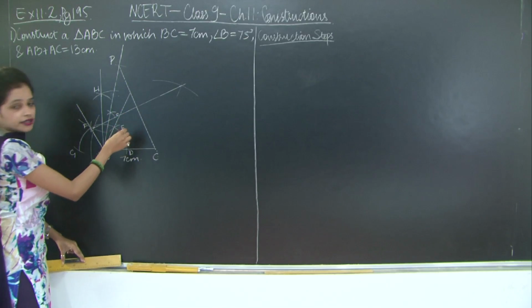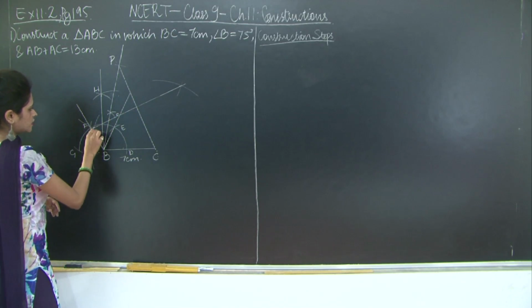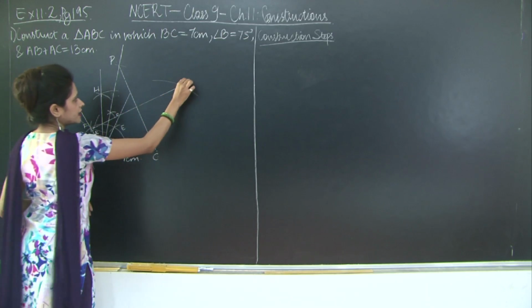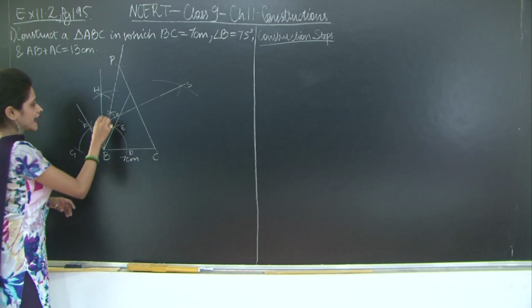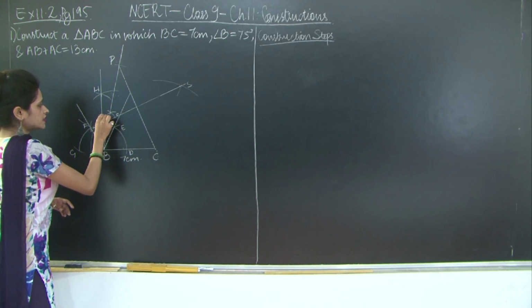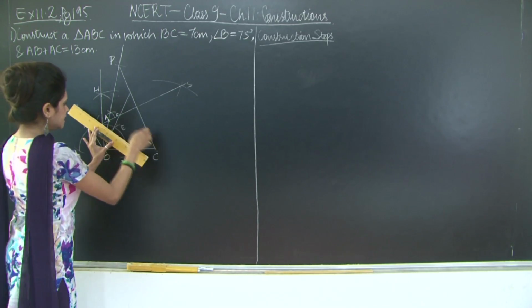Now this point, this perpendicular bisector of PC, let's call it RS. So I'll keep an R over here and S over here. Let RS intersect BD at point A. So this point is your A, and I will join A to C.